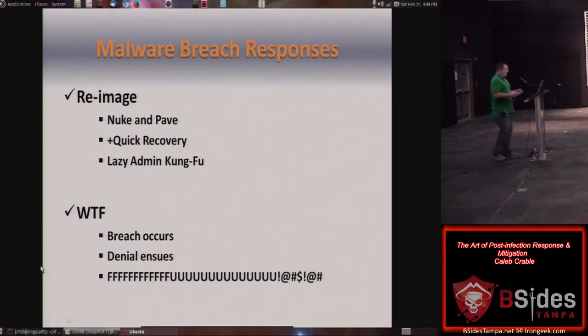So, reimaging is alright. Quick recovery is the plus. But if you're going to reimage, please use lazy admin kung fu. Lazy admins are not really that great, but if they know kung fu, they can be great. Lazy admin kung fu is basically: before you nuke it, before you pave it, before you reimage it, just take an image of it. If it's a Windows 7 box, you don't know if it's an MBR infection, you don't know what it is, but you want to find out later, image the MBR.